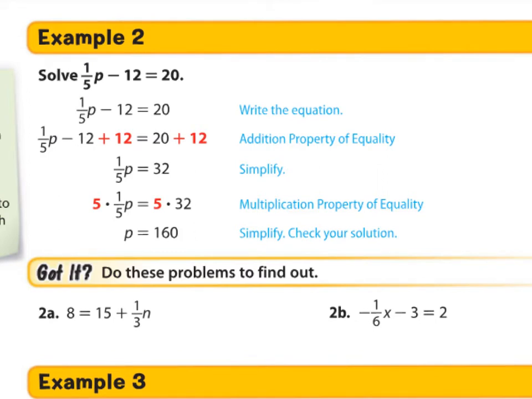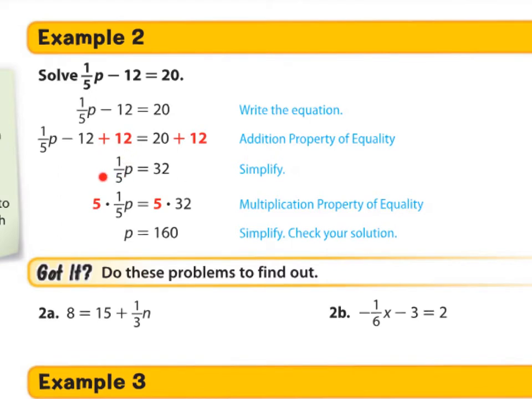Example 2. Now we have a rational coefficient. You can see that. So 1/5 of p minus 12 equals 20. Let's get rid of the 12 first. Again, reverse order of operations. So we use the addition property of equality on both sides. It gets rid of the 12 on this side of the equation, and it adds 12 to this side of the equation. So now that becomes 32. And now I have 1/5 of p is 32.